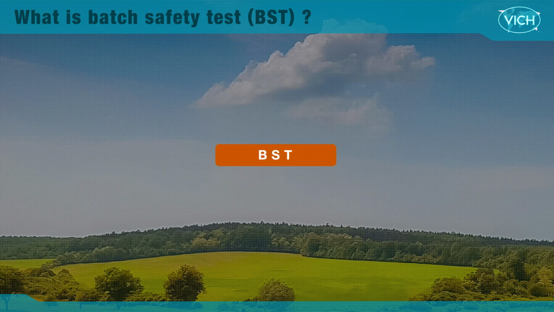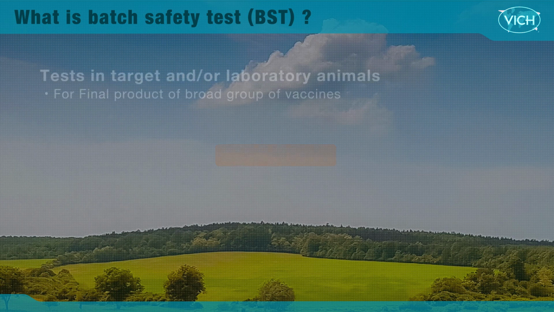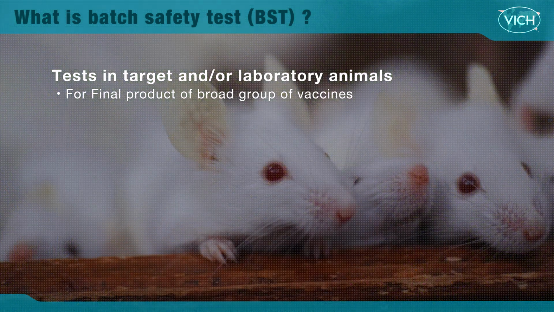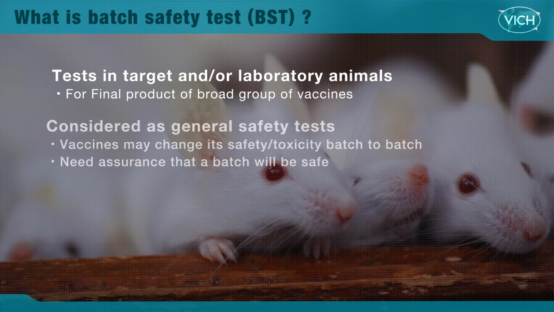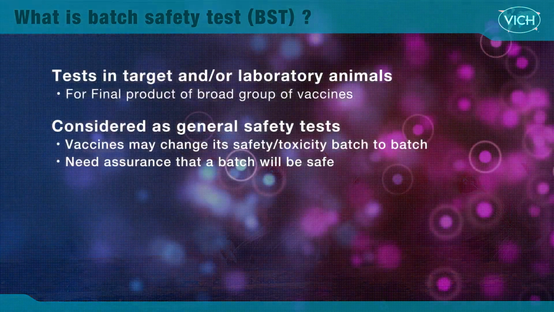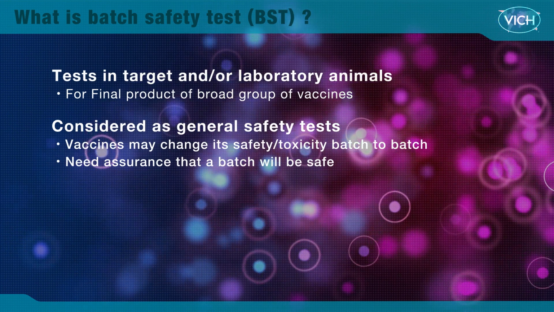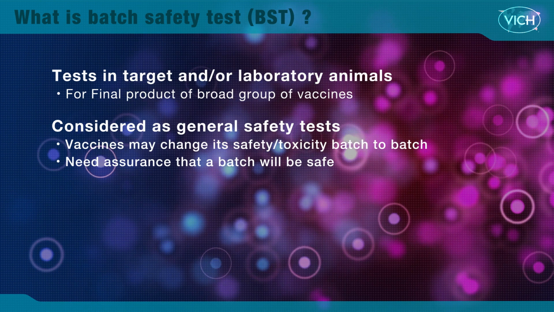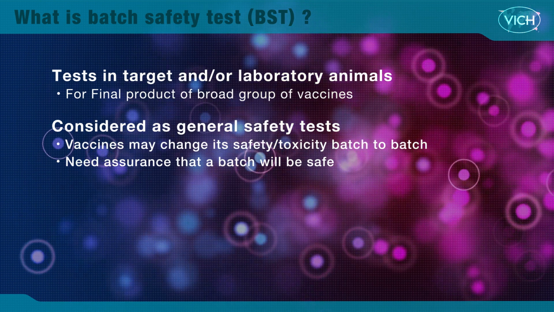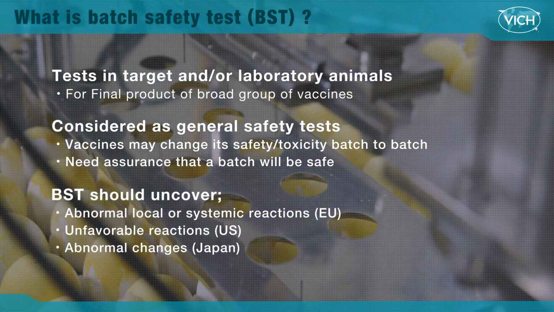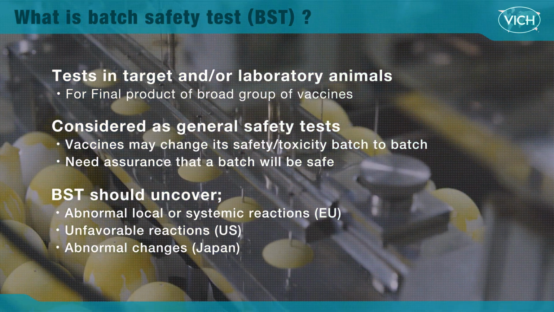BST is the general name given to safety tests among the quality control tests carried out on each batch. BSTs are divided into tests carried out on target animals and on laboratory animals. Vaccine production uses viruses, bacteria, and other live microorganisms, as well as cells, animal serum, and other raw materials taken from animals, so there is a need to verify their safety every time. It has been mandatory for BSTs of vaccines to be carried out throughout the world.